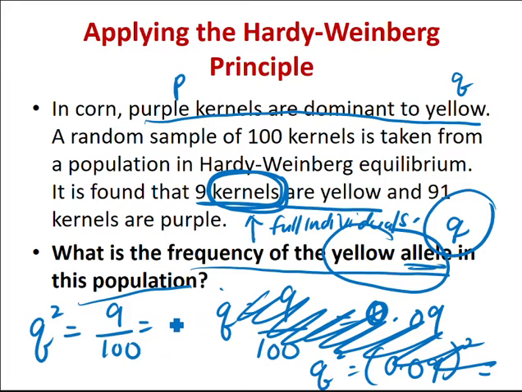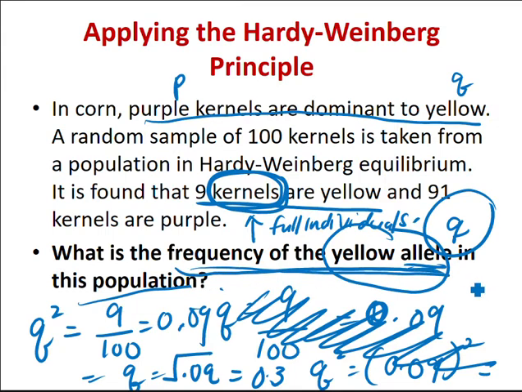So you will get 0.09. So Q would be the square root of 0.09, which is 0.3. So the frequency of the yellow allele is 0.3.